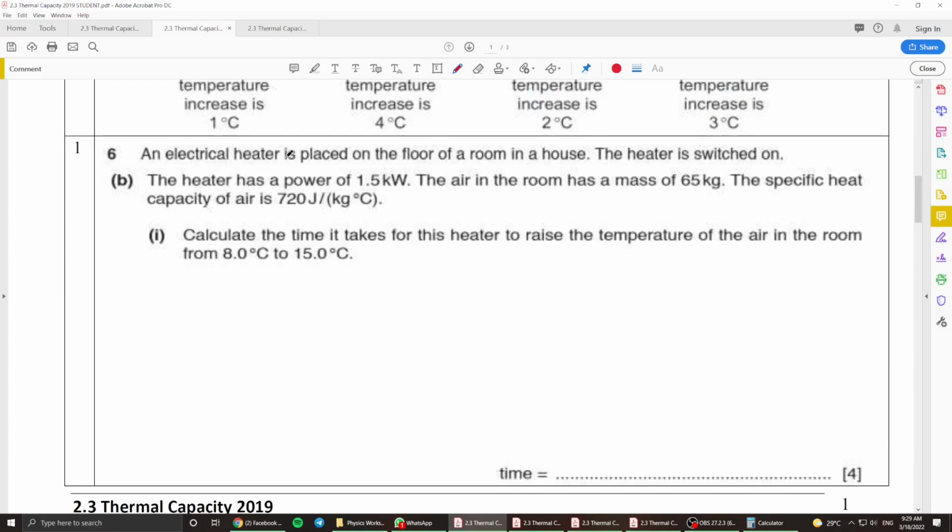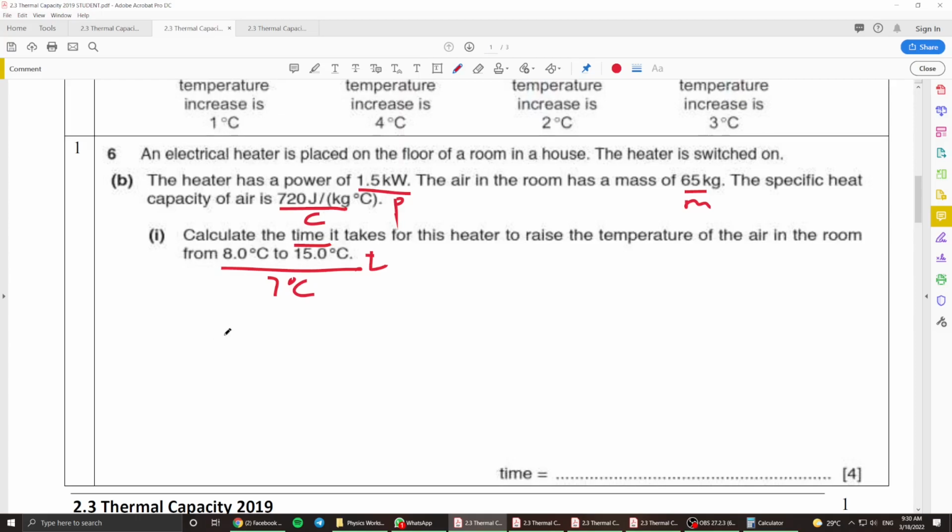Then moving on, an electrical heater is placed on the floor of a room in a house. The heater is switched on. The heater has a power of this amount. The air in the room has a mass of this amount. It has a specific heat capacity of this amount. Calculate the time taken for this heater to raise the temperature by 7 degrees Celsius.